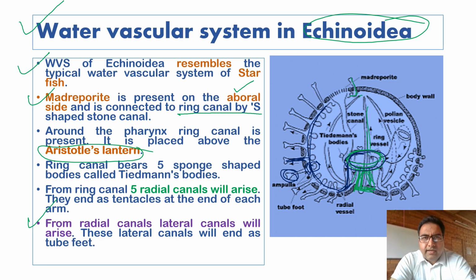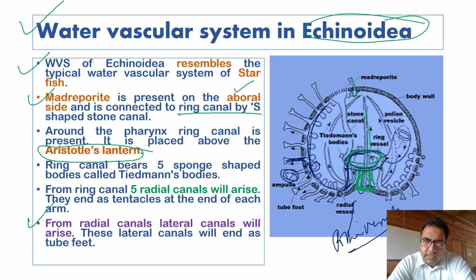At the five interradii of the ring canal, five Polian vesicles are also present. So we are able to see the Polian vesicles as well. As I told you, these have a role to regulate the water pressure, and they have a role to produce the amebocytes.